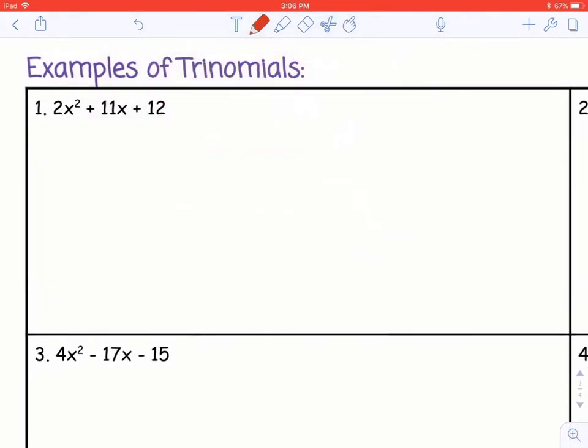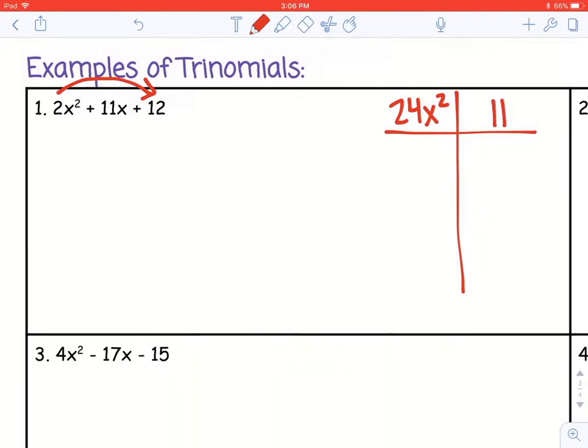So the first thing to do is to take a and multiply it times c, and we're going to make a t-bar over here that you might have heard of before. So 2x squared times 12 would give us 24x squared. And then the middle term is 11x. We want to add to get that term and multiply to get that first one we wrote down, the a times c. So I'm going to write multiply and add.